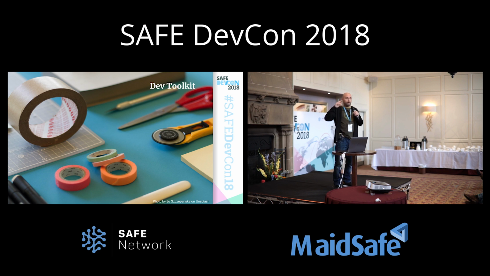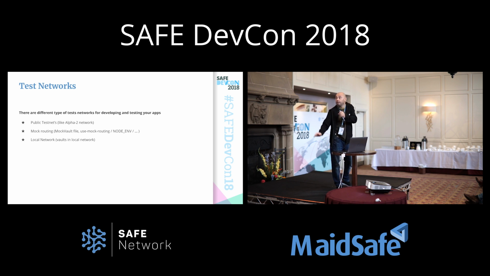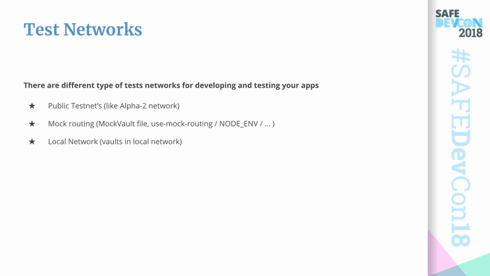So now I'm going to look at what I'm calling the Dev Toolkit, which is the set of tools, which are applications and features provided by the network itself, that help us in the process of developing applications. The first thing is that we have three different types of networks, really. You can use our test networks, publicly available. At the moment, we have the Alpha 2 network, which has been running for already seven months, I think.